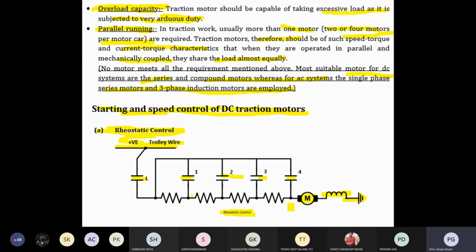So V minus the individual potential drop of the resistors will be applied to the motor terminal in the initial case. If all the contactors are on, no voltage drop is there across the resistances, so the total voltage appears across the motor, and the motor can run at the base speed.